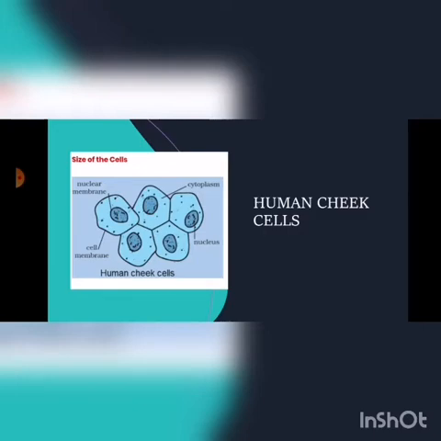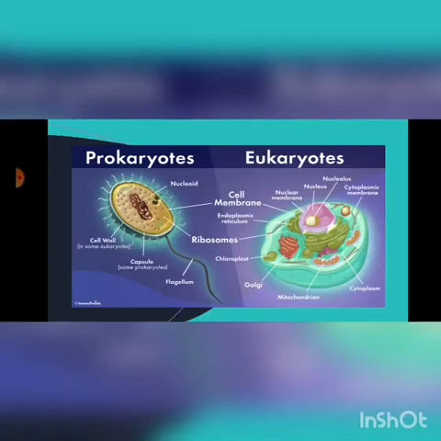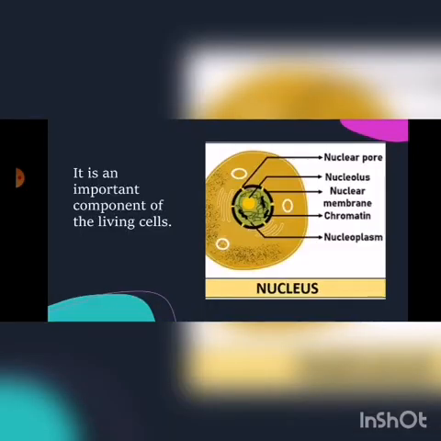Next we go to cytoplasm. It is a jelly-like substance present between cell membrane and nucleus. It contains various cell organelles such as mitochondria, Golgi bodies, lysosome, vacuoles, etc.